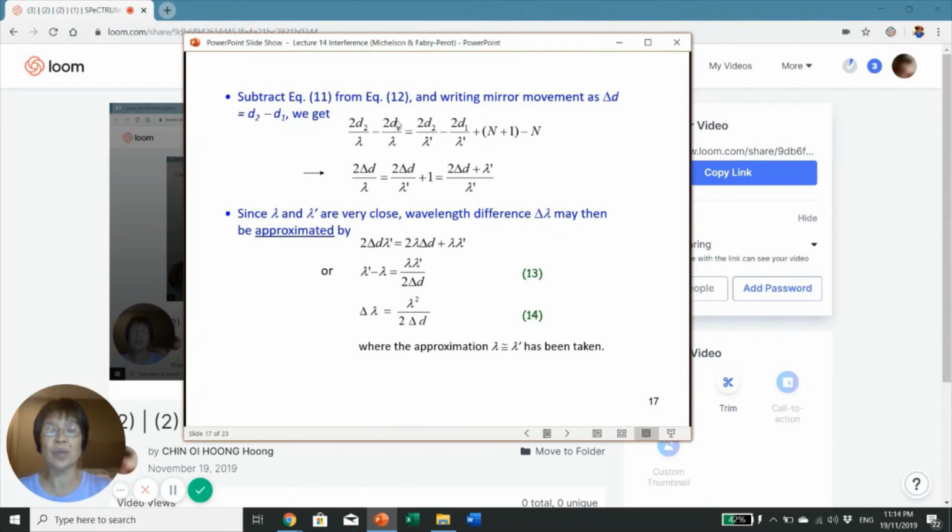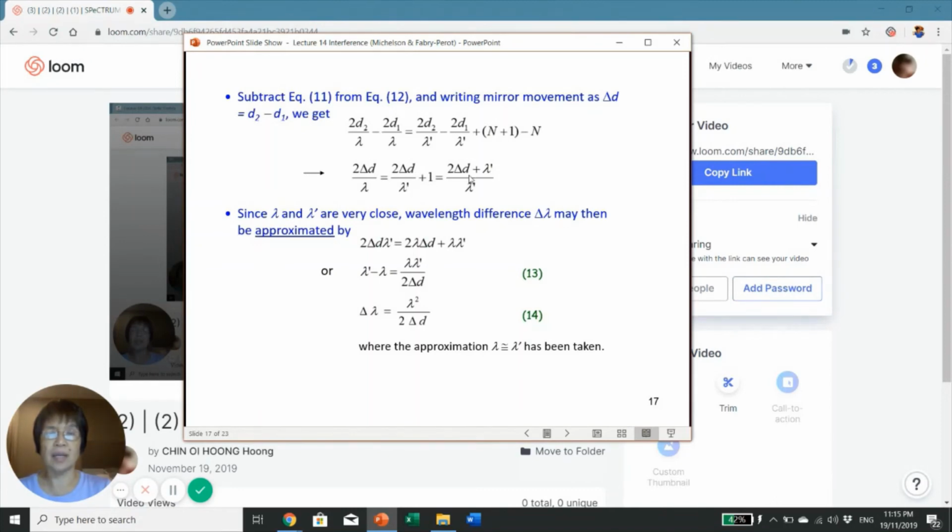In other words, what we have now is 2 times the difference in the distance of the mirror, which equals 2 delta d over lambda prime plus 1.